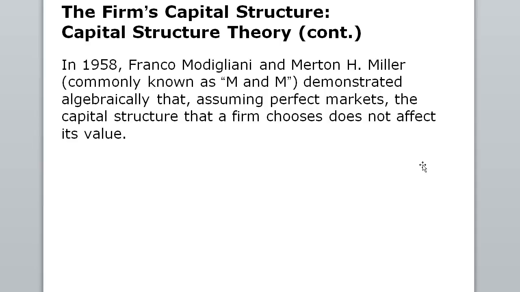what we would commonly refer to as M&M, which is these two people that wrote a lot of papers about finance, demonstrated algebraically that, assuming perfect markets, which we know there are no perfect markets, the capital structure that a firm chooses does not affect its value. So what they were arguing in their paper is that it doesn't matter what the capital structure is, it's not going to really change the value of the stock price of a company.